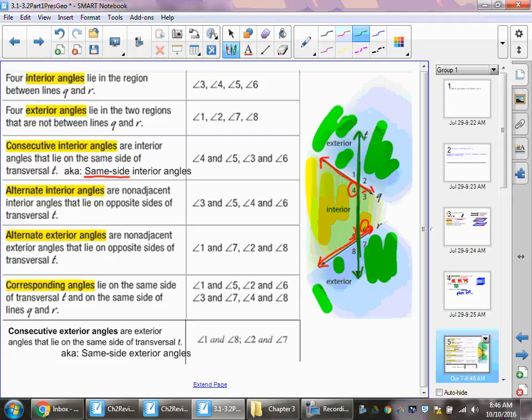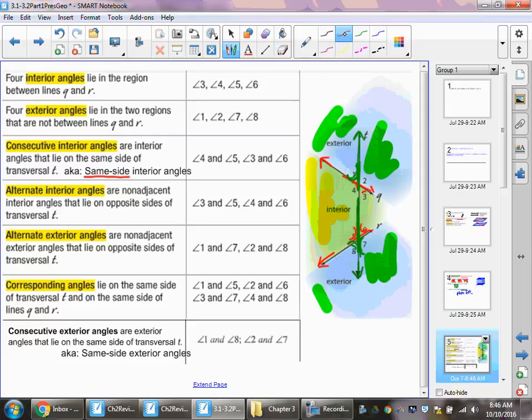Alternate exterior angles are on the exterior of the two red lines, but on different sides of the transversal. So 1 and 7 are alternate exterior angles, and so are 2 and 8. Consecutive or same side exterior angles would be 1 and 8. They're on the same side of the transversal, but on the outside of those two lines. The last type are called corresponding.